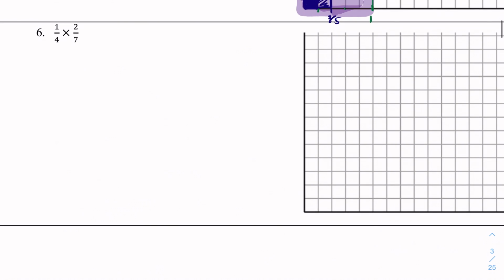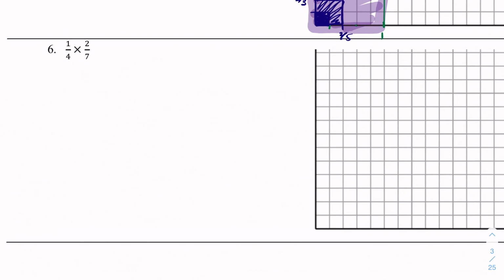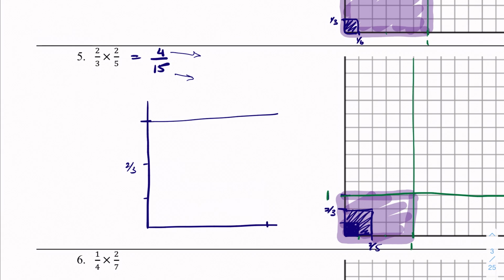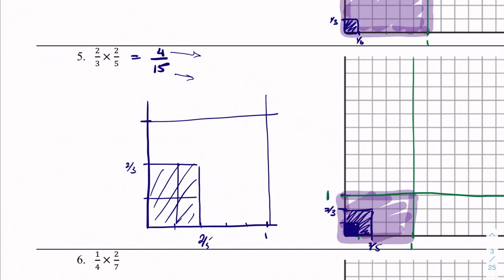All right. I'm going to leave 1/4 times 2/7 for you to figure out. Oh, and also, you don't actually need to be using the graph paper. Some people find it more restrictive, and it's easier for them to just draw it by hand, because they would say, okay, that's 1/3. So this is 2/3. So this is going to be my 1. And if this is my horizontal 1, then that would be 5ths. So this would be 2/5. Some people don't actually use the grid, but it's completely up to you.